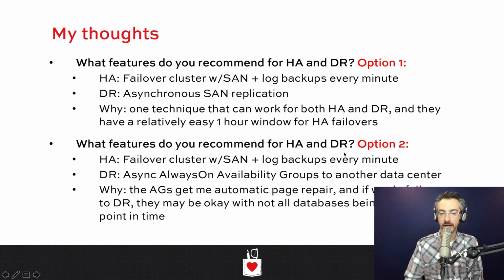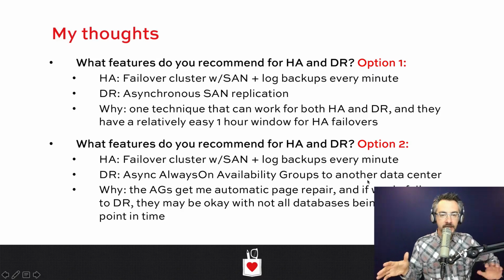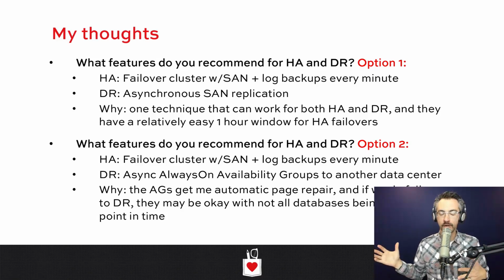What features do you recommend for option 2? So say that I give them a second option out there. I still like the failover cluster with the SAN for their high availability, but I could also be okay with Always On availability groups because it will get me automatic page repair. Now, because it's async, they're not all going to be at the same point when I fail over. For example, if someone does a big, huge index rebuild, one of those databases may be way far behind the others.